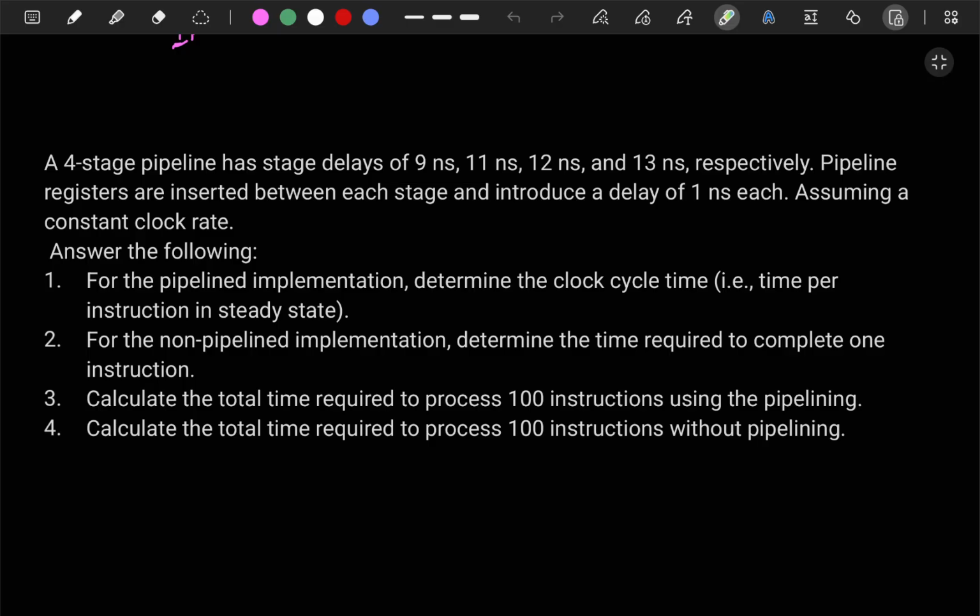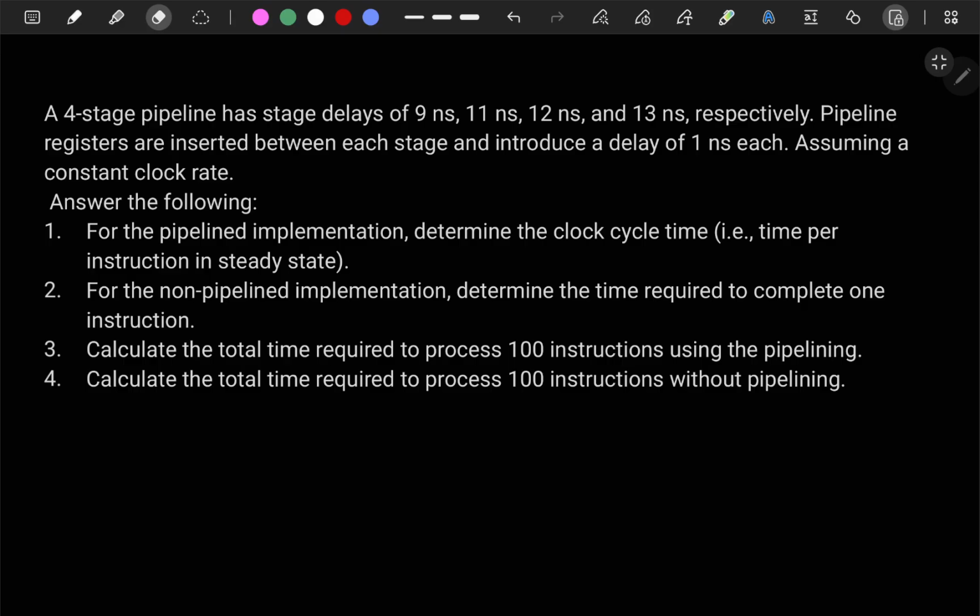So how can you calculate? Remember the formula also. We will try to modify the formula which we saw in the previous lecture. Okay, so let's see. For the first question, the time taken by a pipeline for one instruction, how much will it be? That is the question.